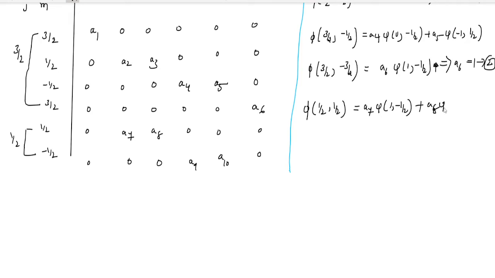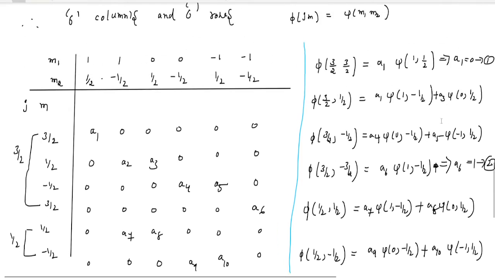This is a8 wave function psi 0 1 divided by 2 comma minus 1 divided by 2 equals a9 wave function psi 0 minus 1 divided by 2 plus a10 wave function psi minus 1 divided by 2. So we need to solve for these coefficients by using our known conditions.